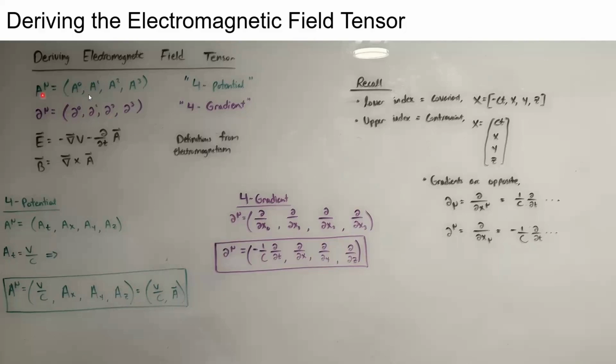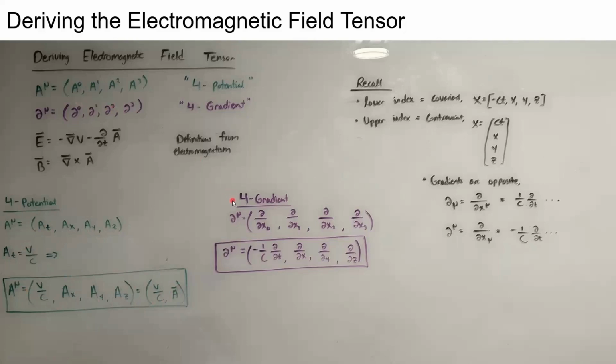We're going to start off by using our four potential, our four gradients, and these two definitions from electromagnetism. In the prep activity, we looked a little bit at this four potential, and we saw that the time component of your four potential is really just your typical potential divided by the speed of light. And then the other quantities are your spatial components. So we went ahead and put a box around that. We're going to put a pin in it and come back to it later.